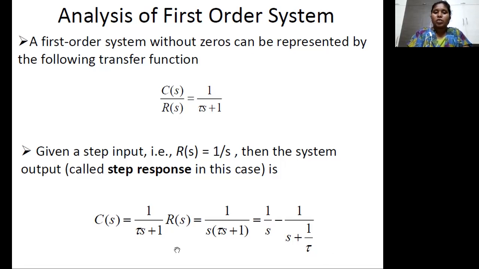So the Laplace inverse of C of s is equal to C of t, which is equal to the Laplace inverse of 1 by s minus the Laplace inverse of 1 by s plus 1 by tau, right? So what is the Laplace inverse of 1 by s? That is nothing but 1. And the Laplace inverse of 1 by s plus a is nothing but e power minus at, right? But here, in the place of a, we have 1 by tau. So we have to take e power minus t by tau.